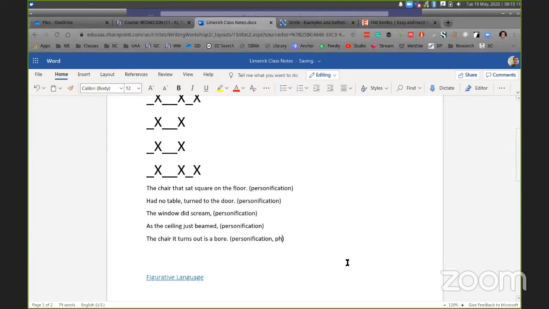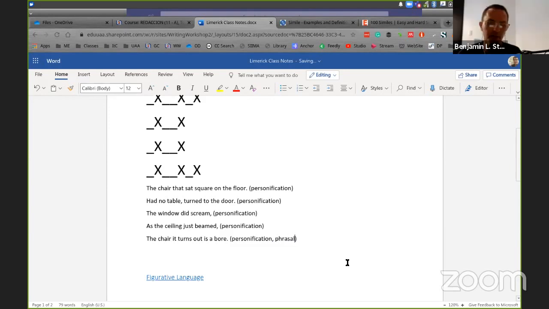Phrasal verb. It's a phrasal verb. Maybe in some of your academic essays, some of your instructors were asking you to try to avoid phrasal verbs, because in academic writing, we can't include those. We shouldn't include those for the most part. But in creative writing, it's all possible.